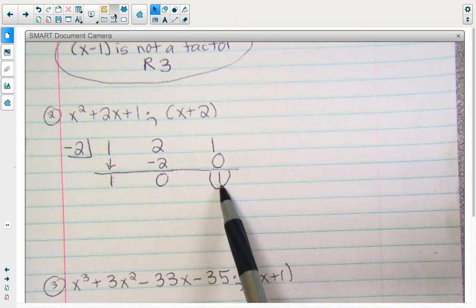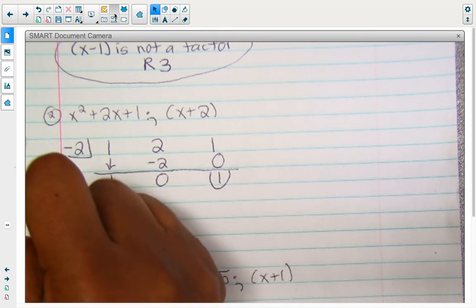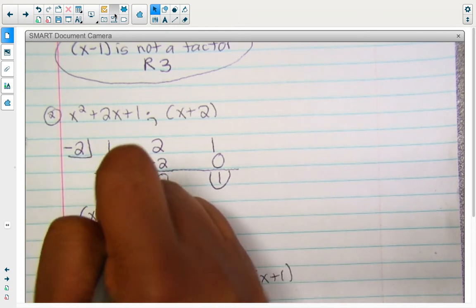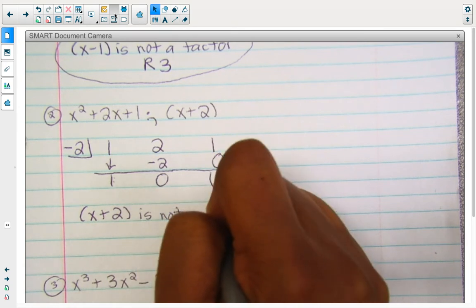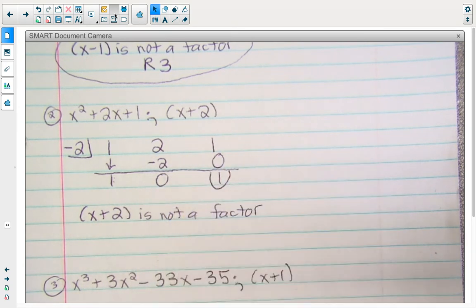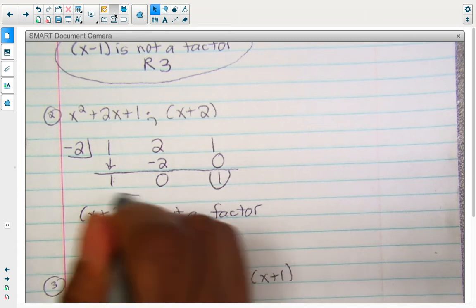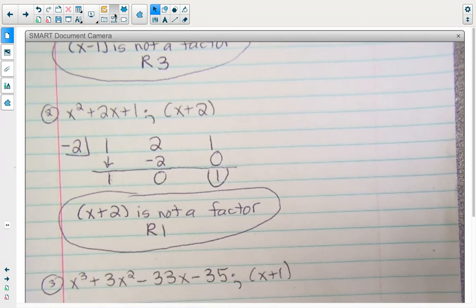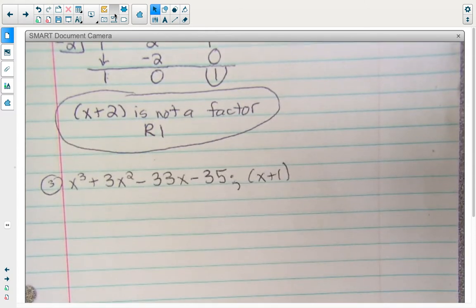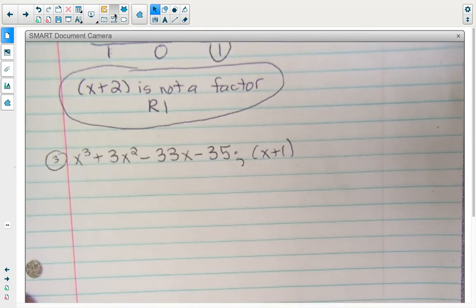Again, I got 1. That means something is left over. So x plus 2 is not a factor, and we got a remainder of 1. So that would be my answer for this problem. Let's go through and try one more, and then I'll show you an alternate way of trying to figure out if something is a factor or not.